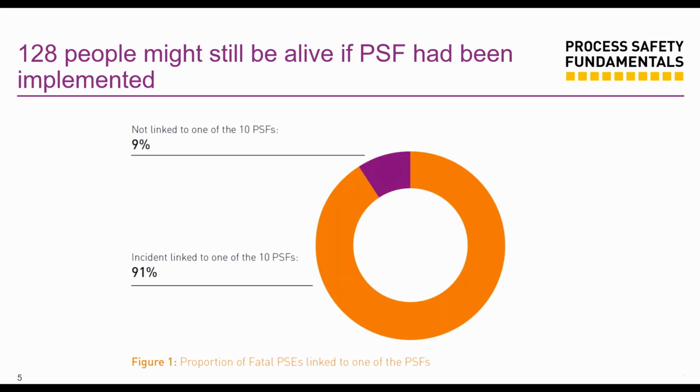Now also, 128 people lost their lives in these incidents, and out of those 128 people, just 9% were not linked to these 10 process safety fundamentals. So 91% of the people that died, which would be slightly over 100, would all be related to these 10 PSFs. If any of these process safety fundamentals had been carried out, probably we would not have lost those lives.